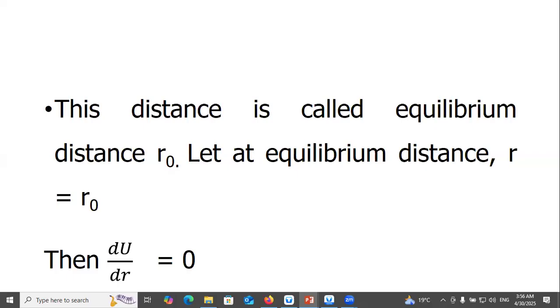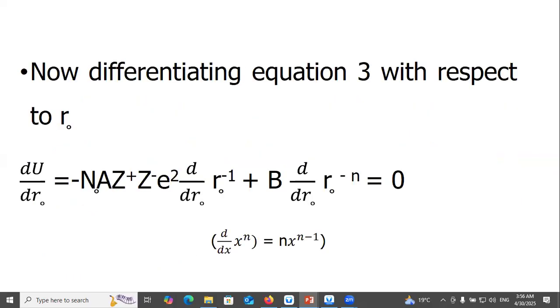This distance is called the equilibrium distance or R0. Let at equilibrium distance R = R0, then dU/dR = 0. Now differentiating equation 3 with respect to R0, dU/dR0 = -N0 A Z+ Z- e^2 d/dR0 (R0^-1) + B d/dR0 (R0^-n) = 0.